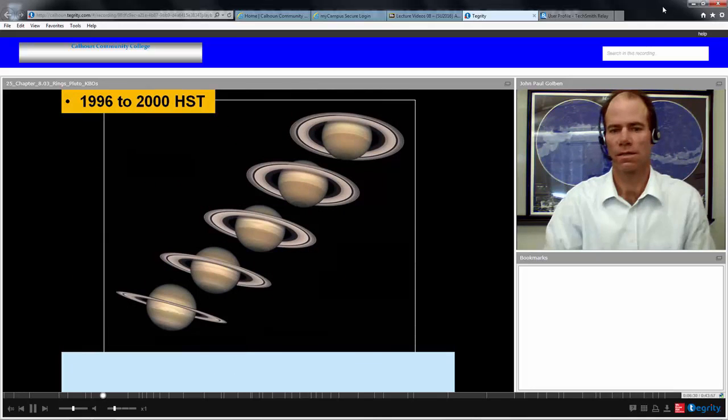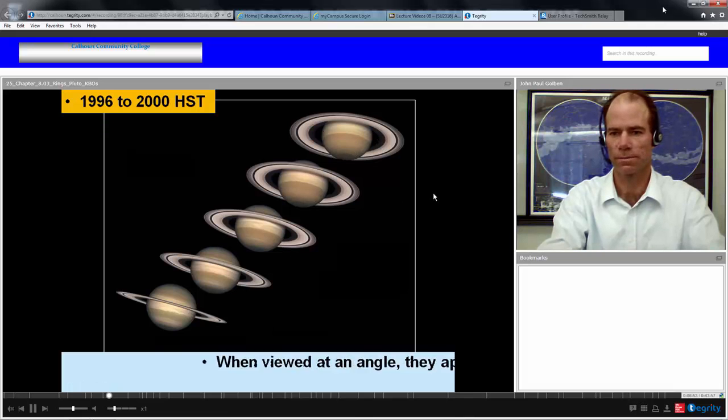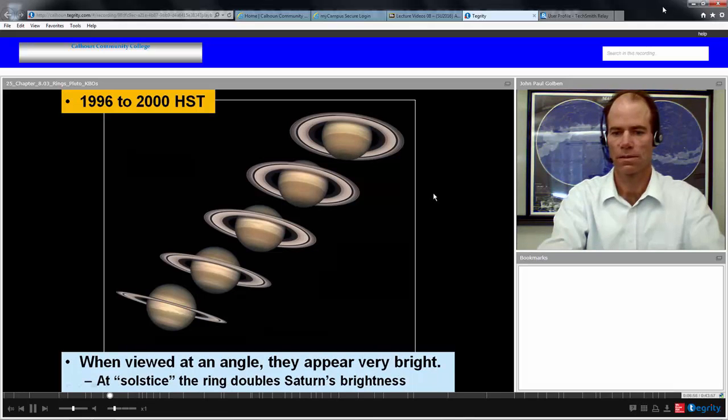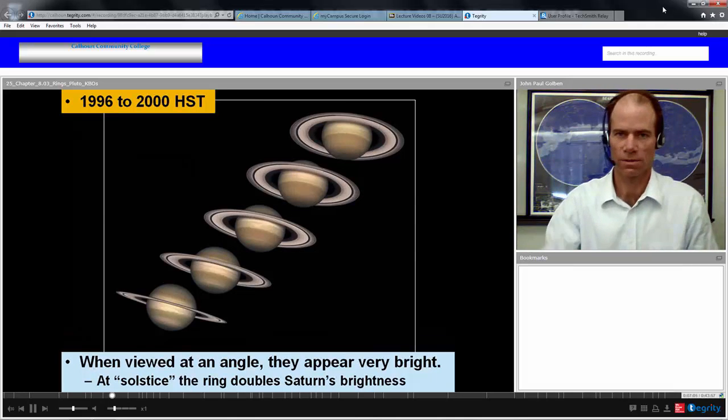Here's a composite view of Saturn over the years of 1996 to 2000 using the Hubble Space Telescope. And we see that as we approach 2000, Saturn had more of a tilt in relation to us. And you can see that not only the planet but the ring system makes the whole system look brighter. In fact, at solstice, which would be when Saturn is at its greatest tilt with respect to us, the ring would double Saturn's brightness.